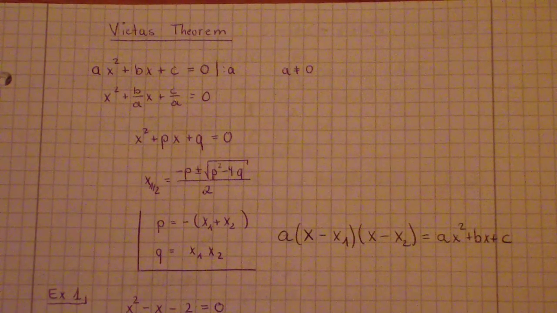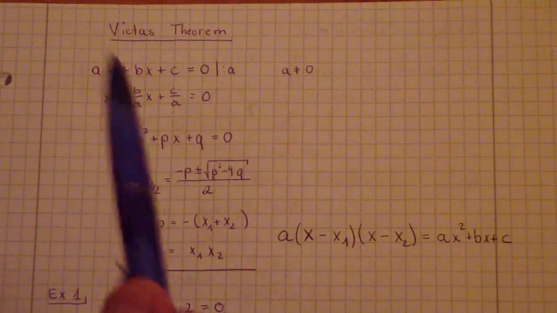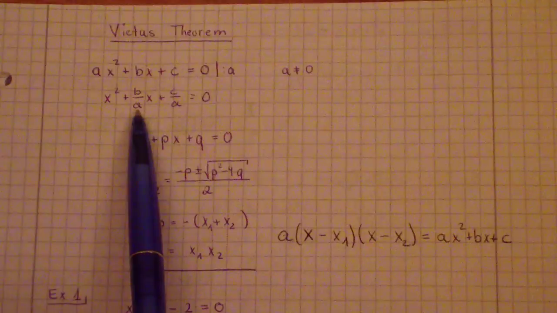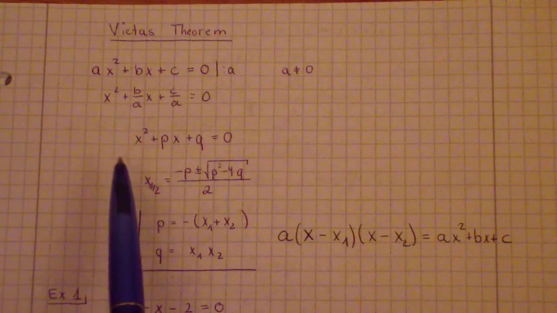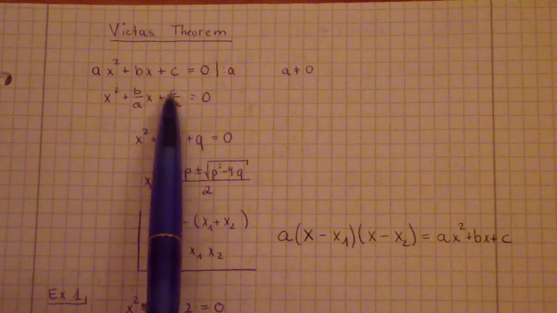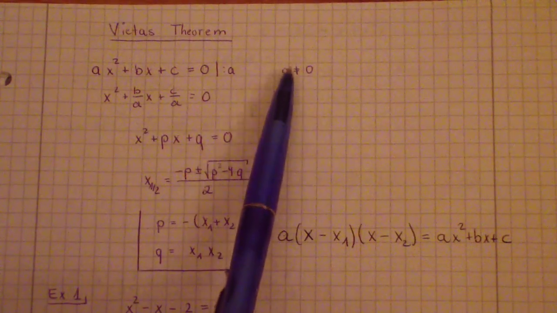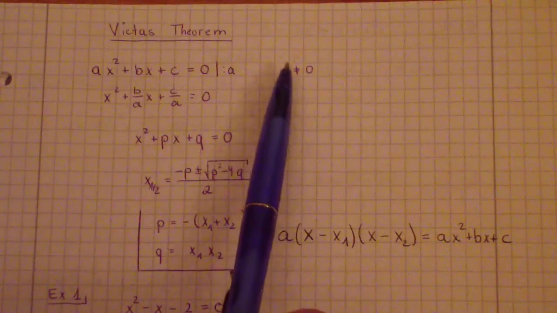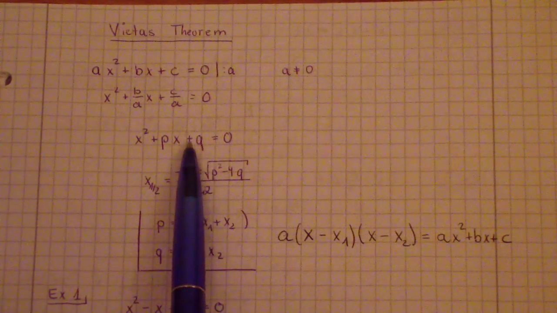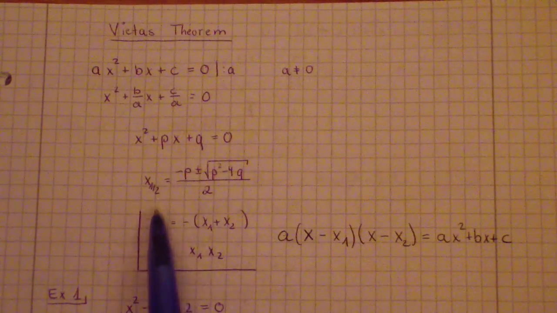Now you can use some kind of substitution, and you say, as we divide b with a, this will give you some number. We will call it number p. And c over a will give you another number, q. Very important that we don't divide with 0.